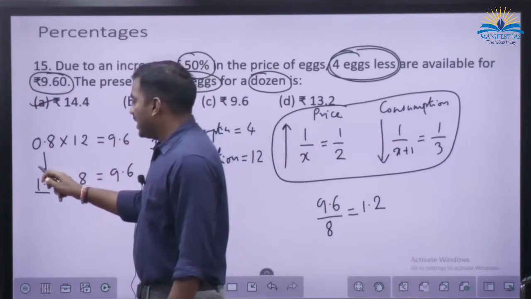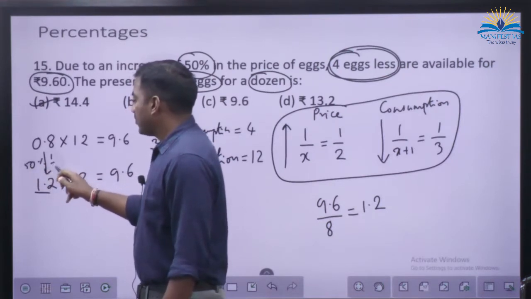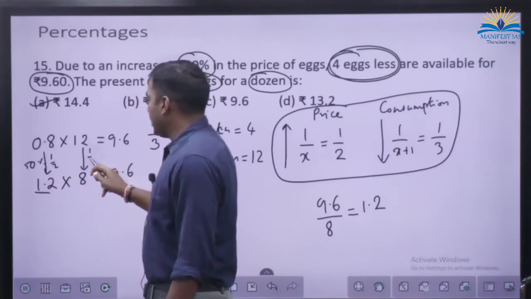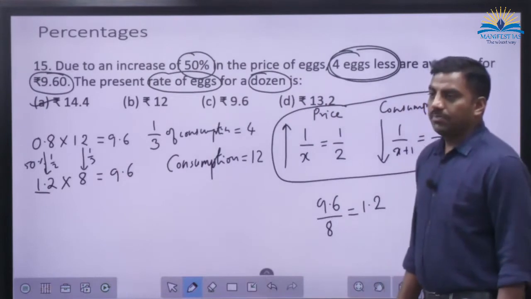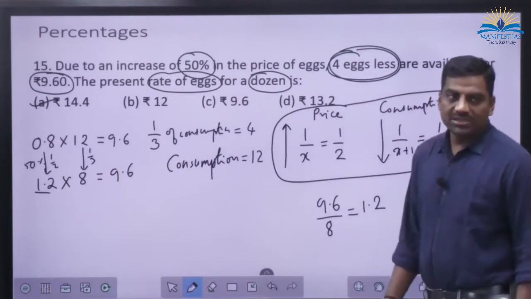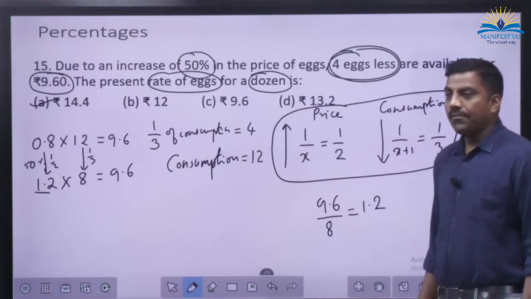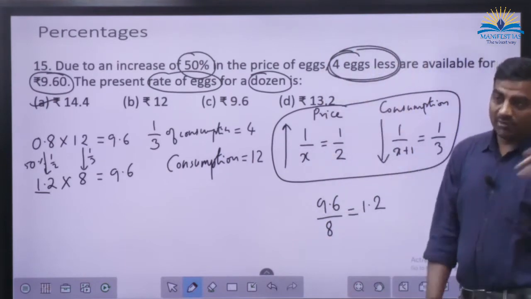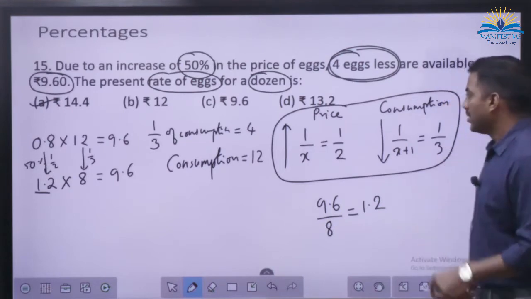This has increased by 50% or half, and the reduction has happened by 1 by 3. But the budget has remained the same. For those to whom this problem is appearing like it has come from Mars, kindly watch the previous class, then you will understand. Okay, fine.